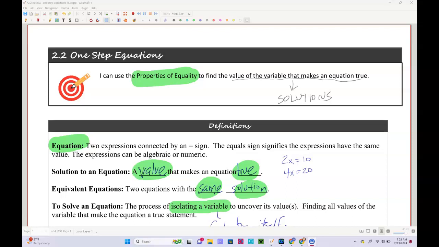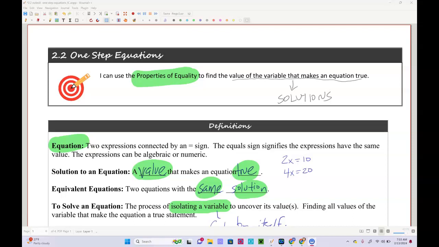Let's look through a few examples here in 2.2, which is one-step equations. Make sure that you have your note sheet out for 2.2 so you can fill in our notes. 2.2 is on one-step equations. I know that you guys have worked with one-step equations before, but we're just going to review it and kind of build a foundation.